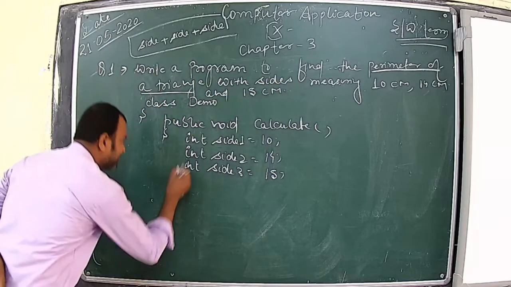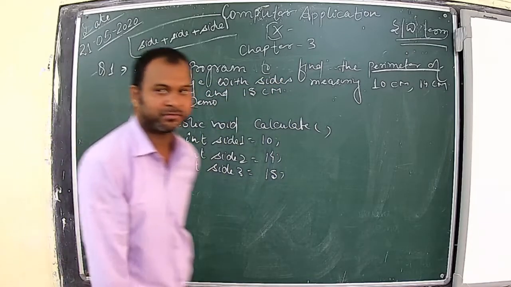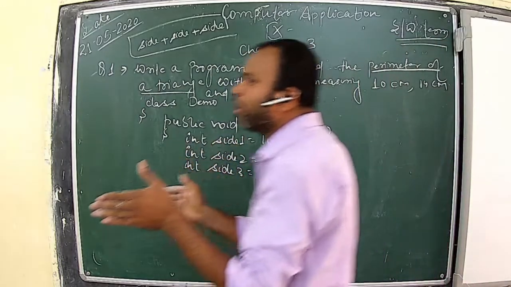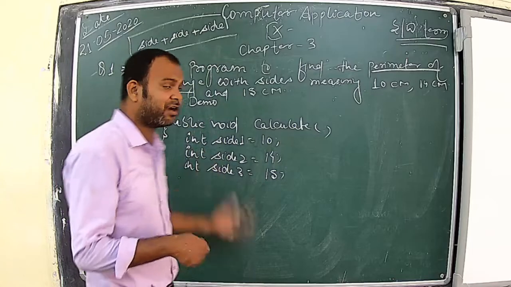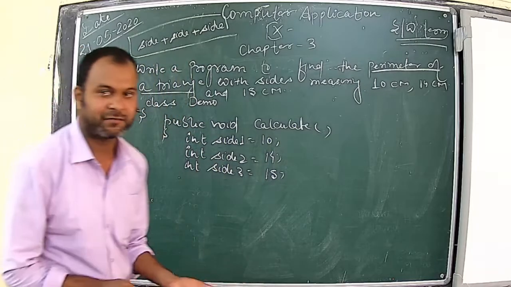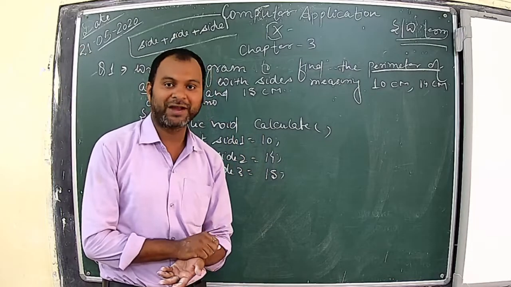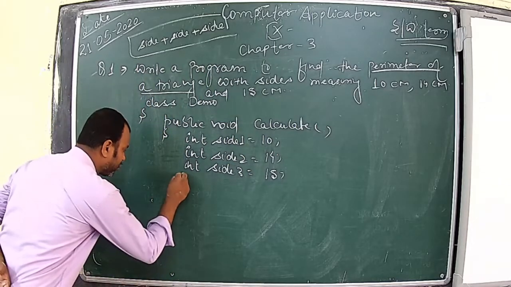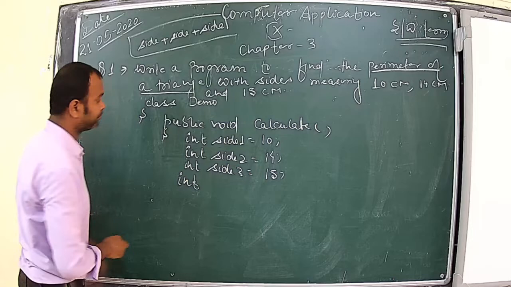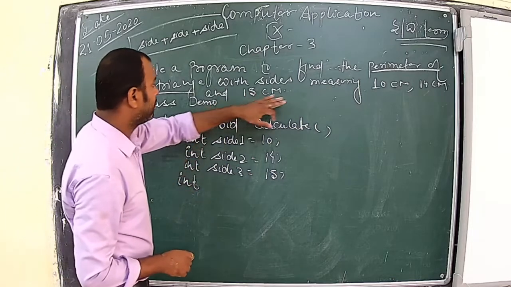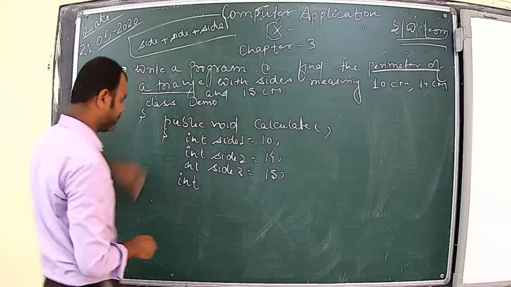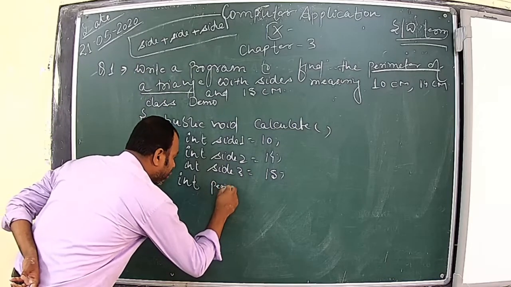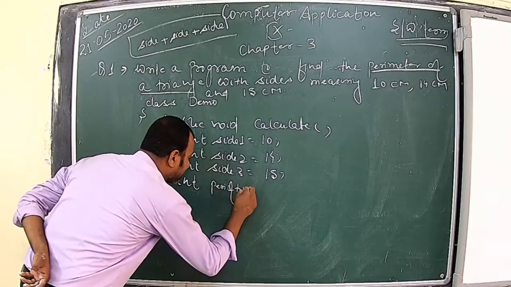Since all are integer type, all are whole numbers, I don't need any other type of data to store fractional values, because here we are only adding all of them and all have whole numbers. So I will have one more variable, int perimeter of triangle. I will write here peri of triangle.